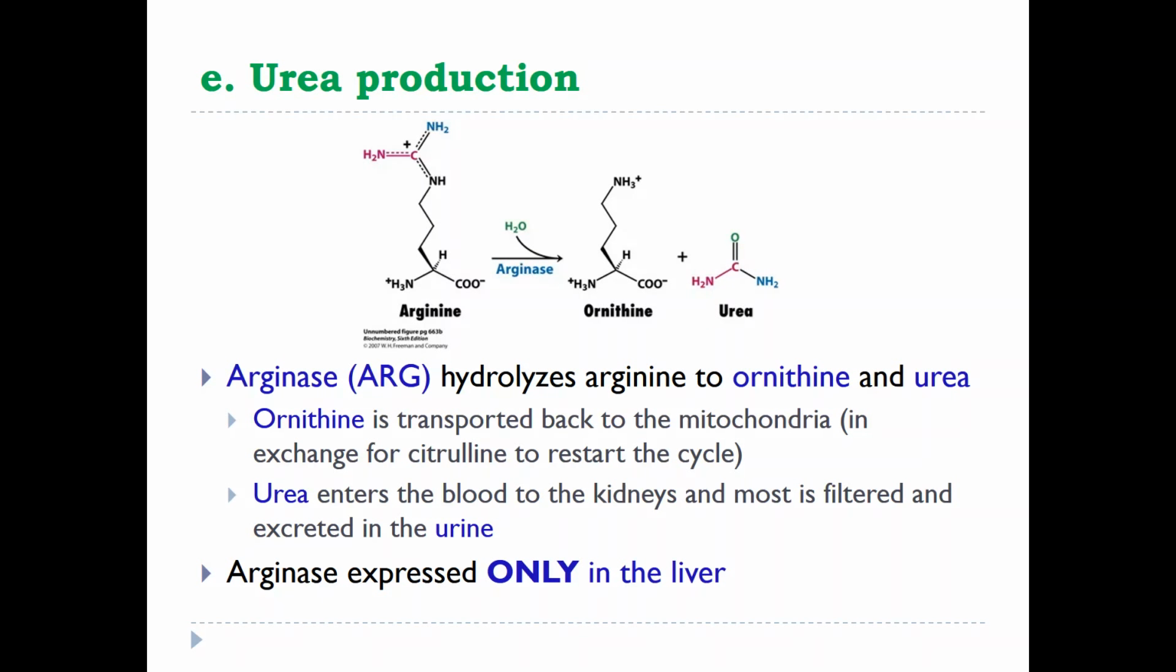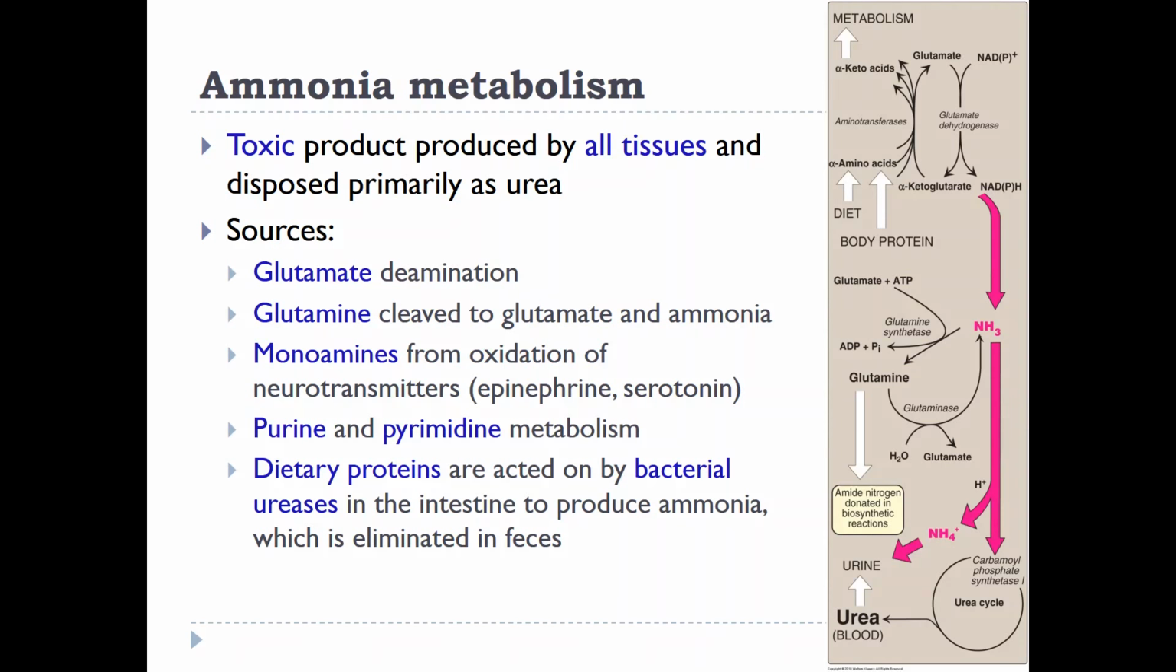Now let's take a look at ammonia. Ammonia is a toxic product that is produced by most of the cells in the body, and it can be disposed of in different ways. The major way is by conversion to a non-toxic product such as urea. However, it can also be excreted as ammonia in either feces or urine.